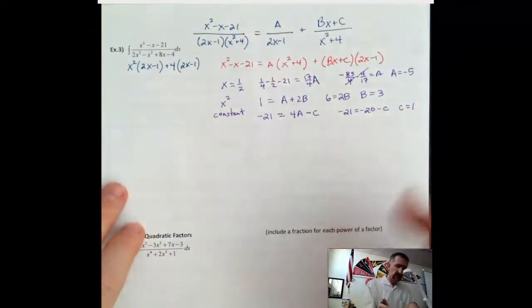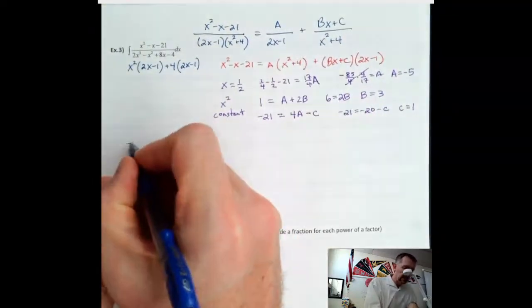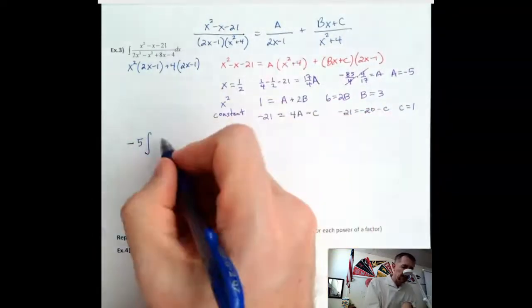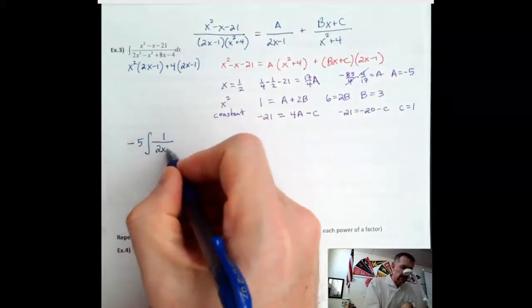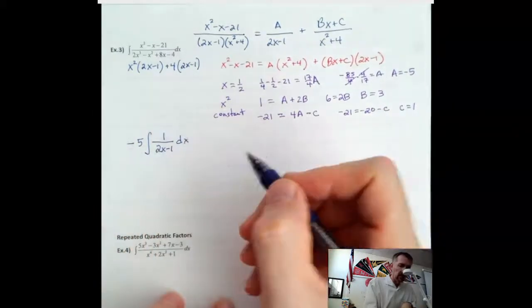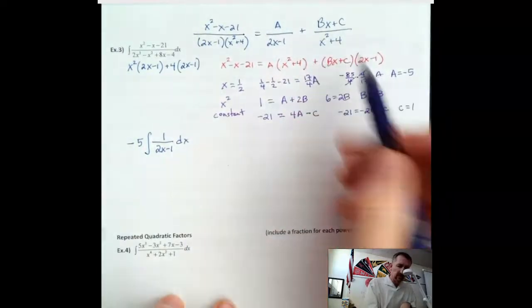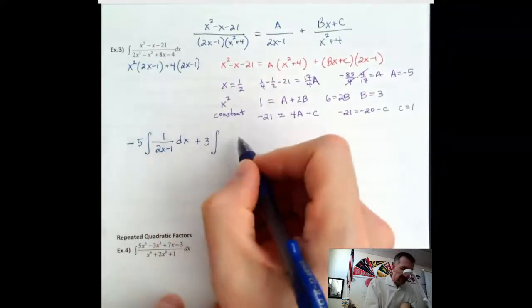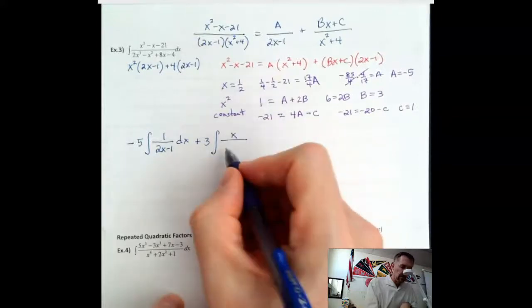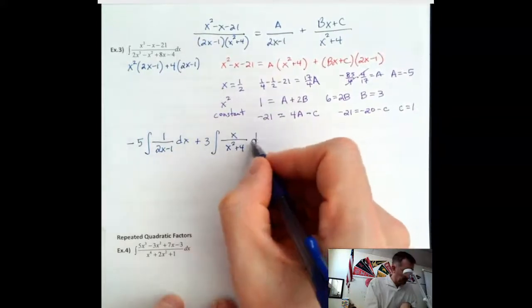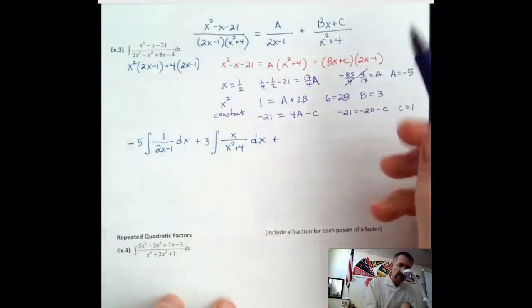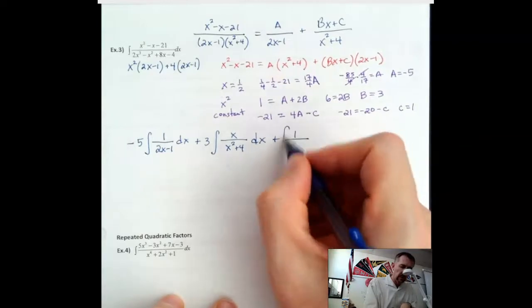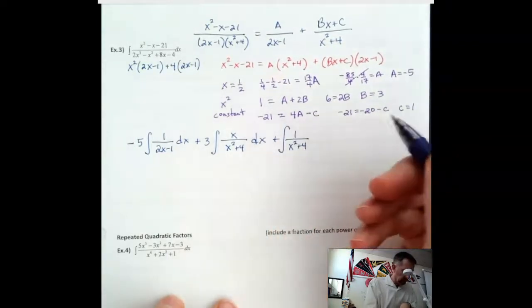Let's see. Same kind of thing. A is negative 5, so negative 5. And the integral, we factored it out, that's 1 over 2x minus 1. It's going to be our natural log. Now we're going to split this. So b was 3, so that would be 3, factor the 3 out, leave the x over x squared plus 4. And then this last one down here is c equals 1.